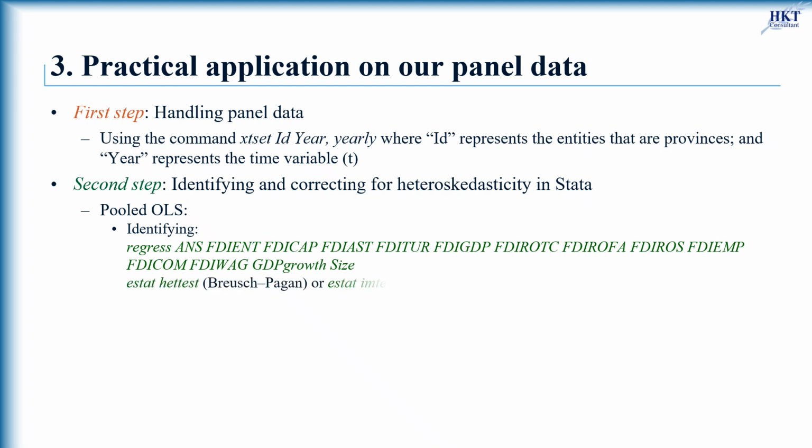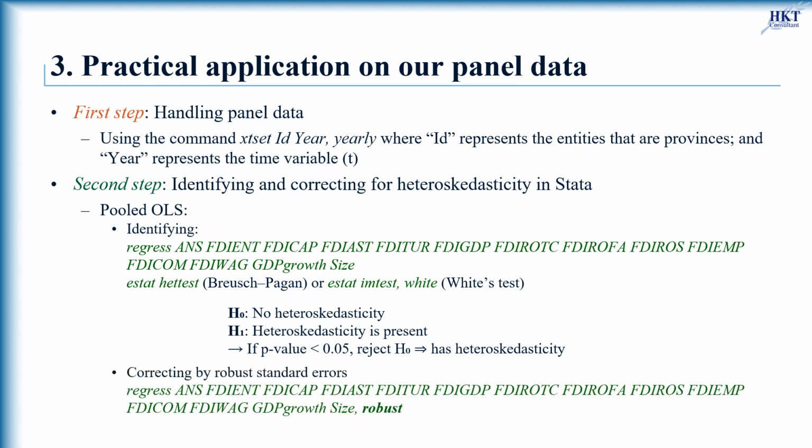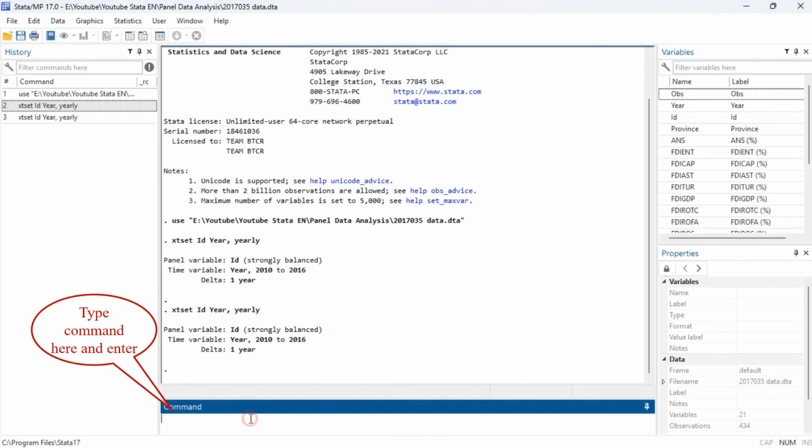Then, apply Breusch-Pagan test or White's test, to check for the presence of general heteroskedasticity. If the test results are statistically significant, with a p-value less than 0.05, this indicates that heteroskedasticity is present in the model. In that case, we proceed by re-estimating the model with robust standard errors, using the robust option to correct for the heteroskedasticity. Type the command here.